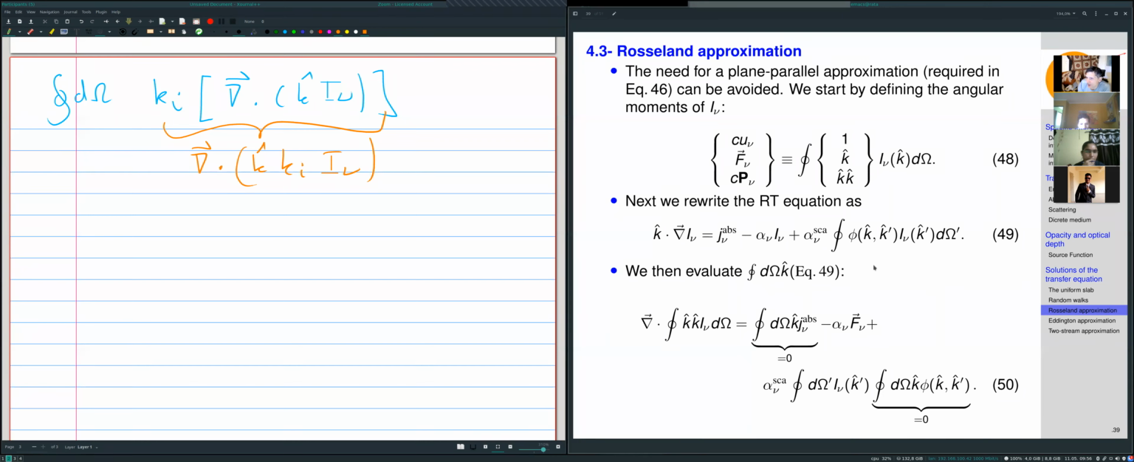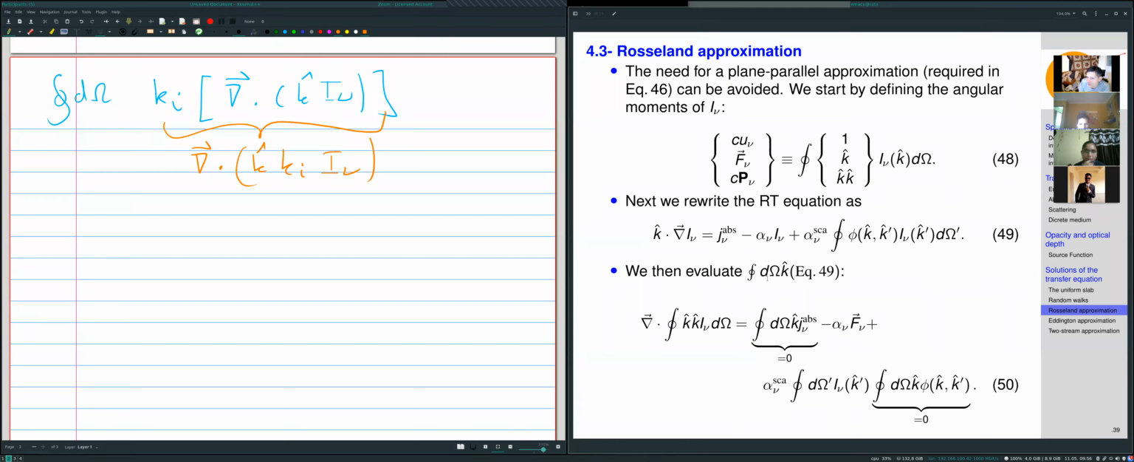Look at what we're doing. We have one equation, which is the equation of radiative transfer here, 49. I am multiplying 49 by this direction k and integrating. But this one has got 3. It's a vector, so there are 3 equations. So this is like striking 3 equations out of 1.